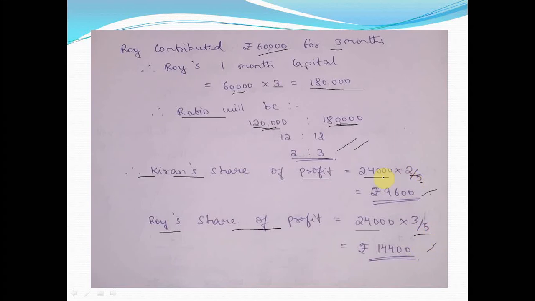Very simple problem it is. We have to distribute a profit among the 2 partners. We did not know the proportion ratio, but we came to know it once we found out the capital. So the first step is to find the capital, then we'll come to know the ratio, and later distribute the profit as per the ratio. Now clear? Let's move towards the next problem.